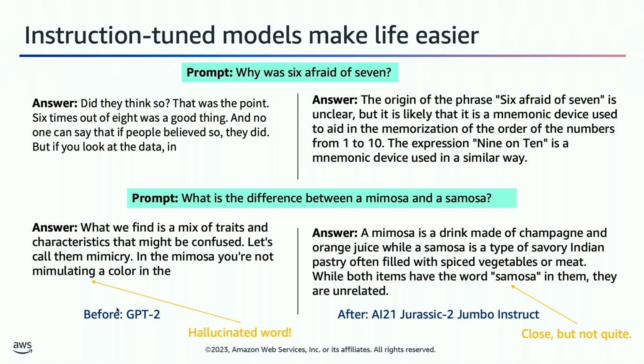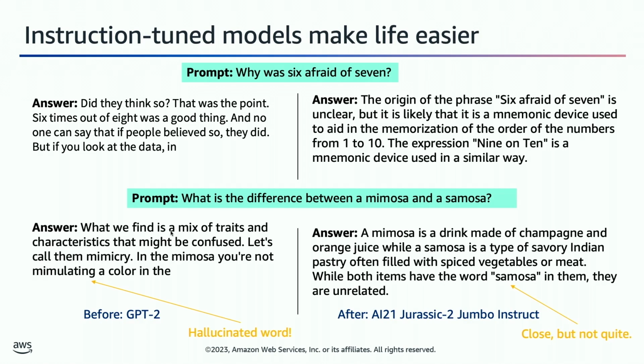So here's some befores and afters. Before instruction tuning, my prompt is, why was 6 afraid of 7? Just for fun. And then my answer, which is from GPT-2, is totally nonsensical. I'm reading this and it makes no sense. Clearly, this is not even answering the question.